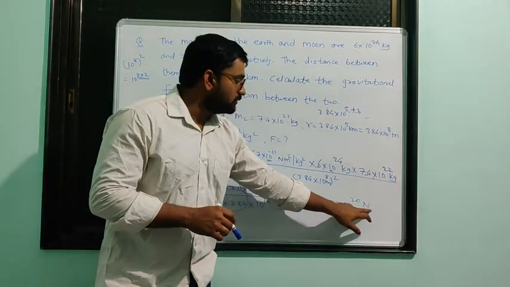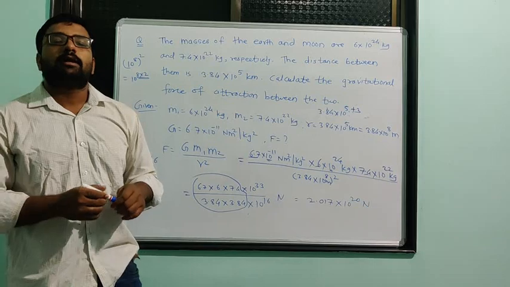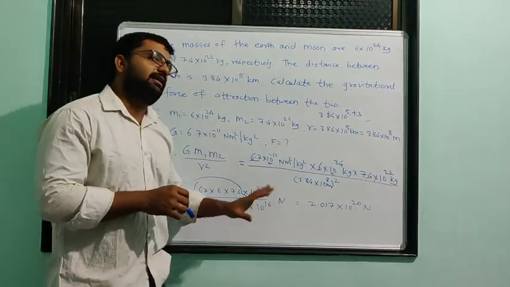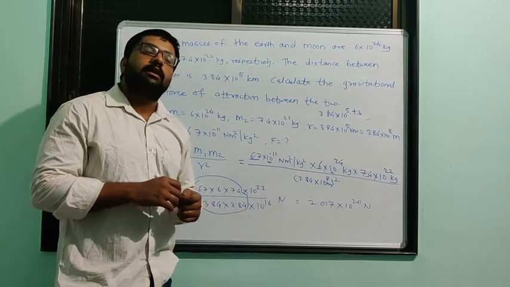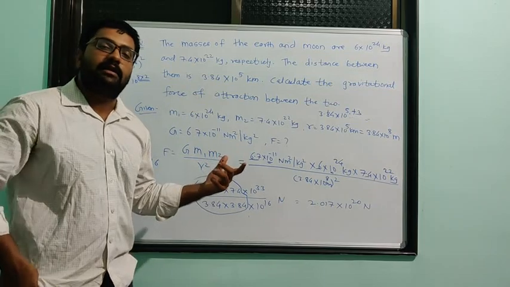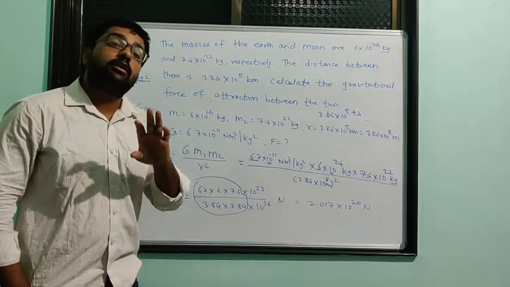This unit is also important, Newton. So such a way that we can calculate the gravitational force of attraction between Earth and Moon if their masses are given and the distance between them is given. So such a way that we have to solve the problem.